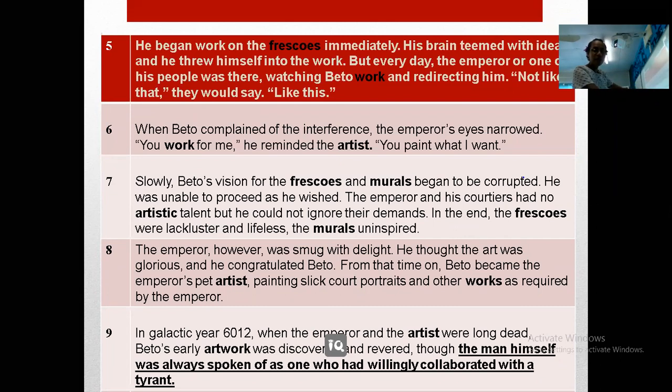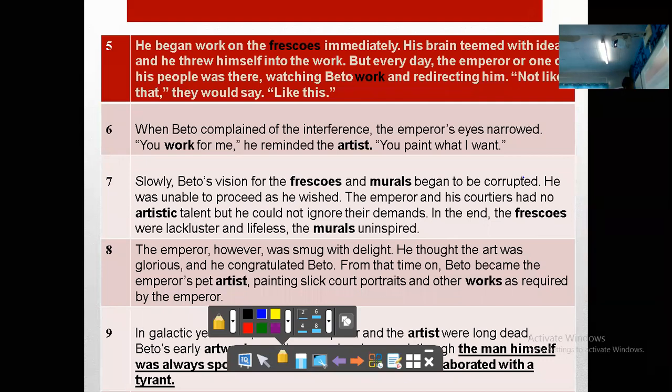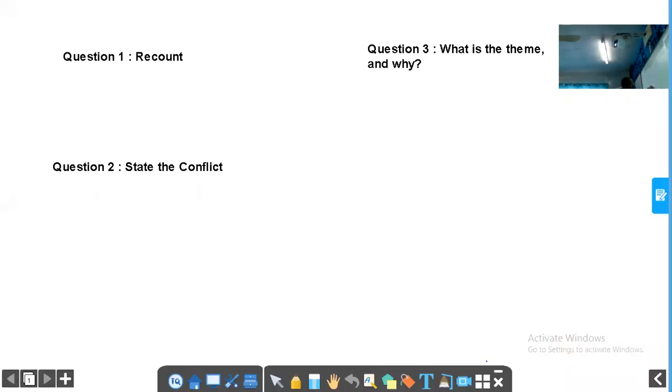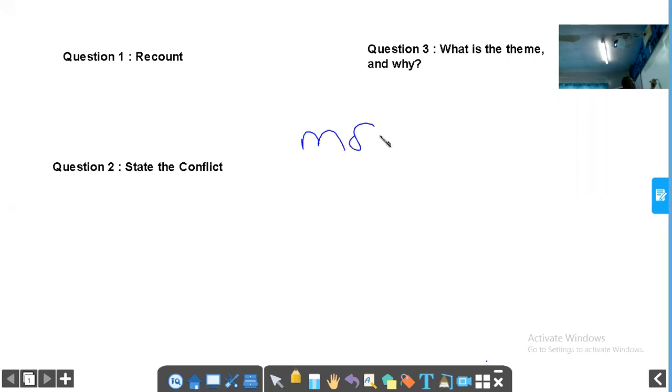We have some words which are repeated, a lot of them actually. We have words such as artist, frescoes or murals, art, works. These are all words which are repeated in the text, and they're not just random words used to fill up space. No, they have meaning. There is a purpose behind this. This is what is called motif. When you are trying to find the meaning or theme of a passage, the word is motif.